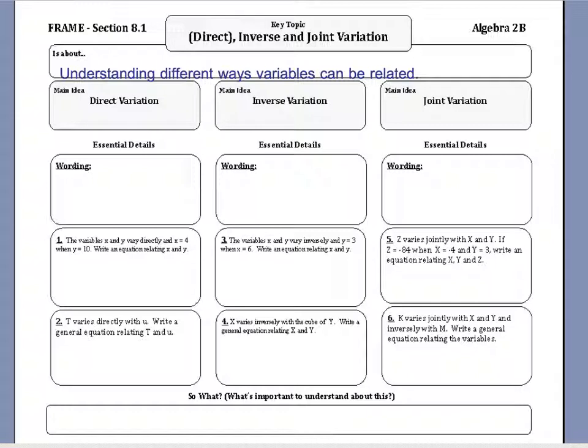So here's your frame. Let's look at your frame. You need to start by filling in your is about statement. So direct, inverse, and joint variation, those are our three kinds we're looking at, is about understanding different ways variables can be related. So that's what this whole frame is about, understanding the different ways we can relate variables.